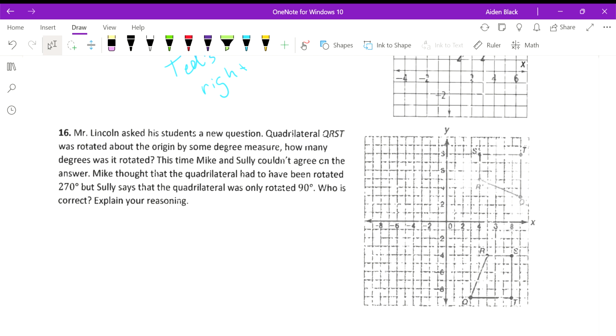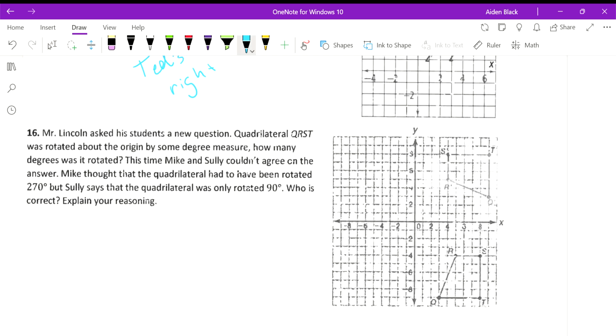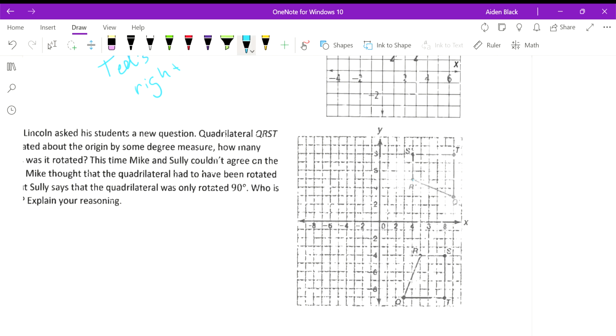Who is correct? So, if you think about it, how do we get from here to the origin? We go to the left 4 and down 6. So we must go to the right 6.